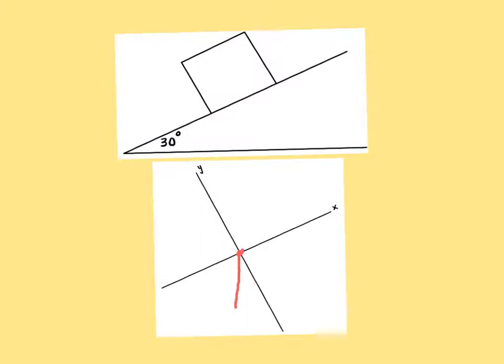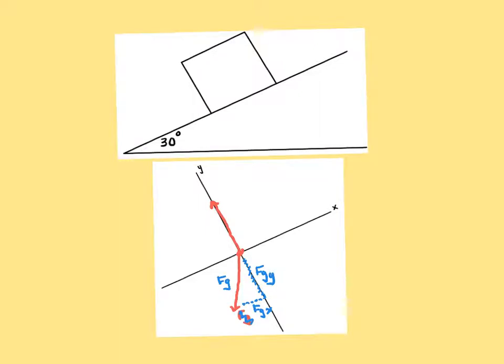we've got your force of gravity. We're going to have a normal force right here. And then we're going to have the components of the force of gravity. So this is your force of gravity here. This is the force of gravity in the x direction because it's parallel to the x-axis. This is the force of gravity in the y direction because it's along the y-axis.